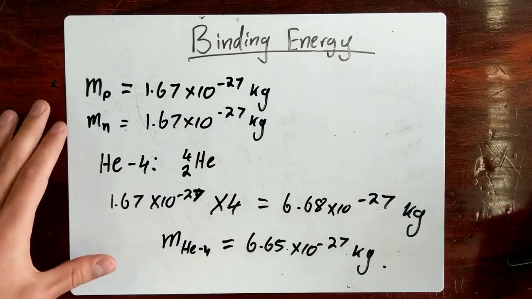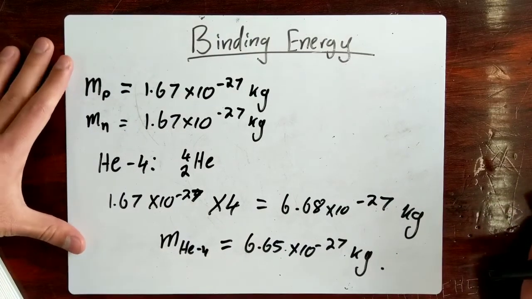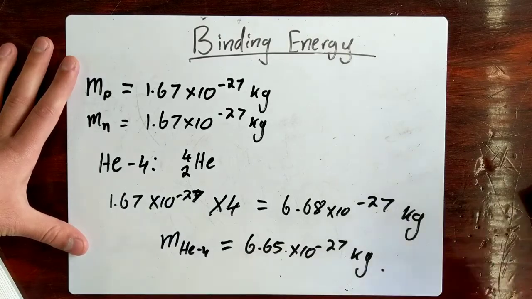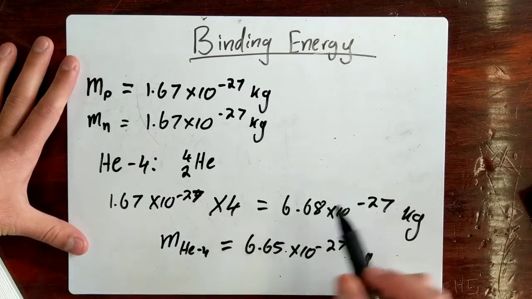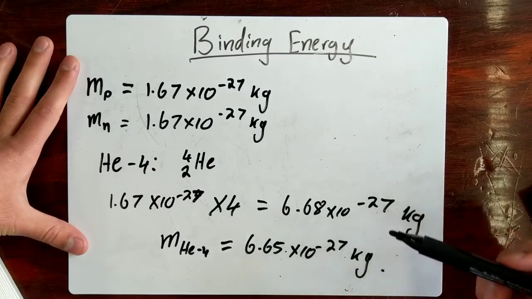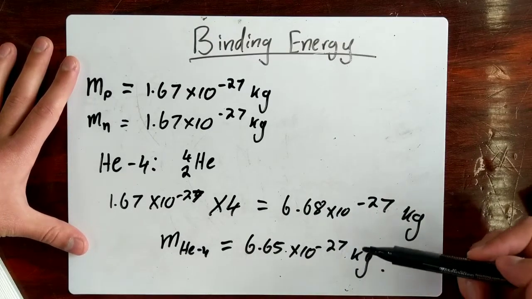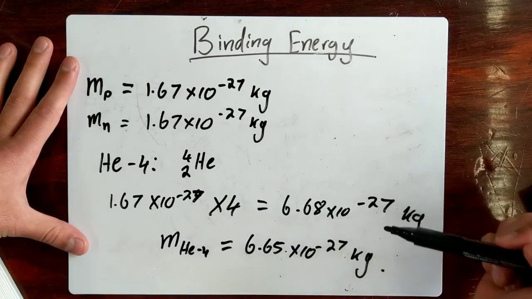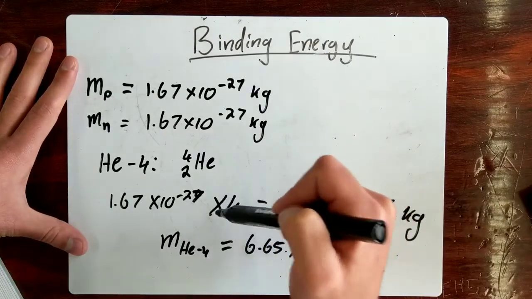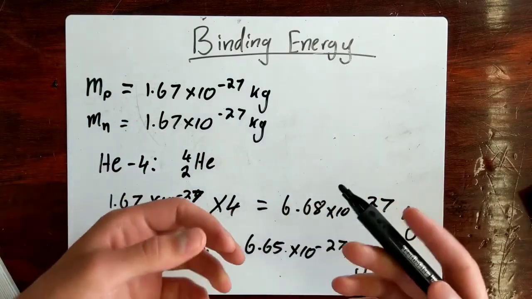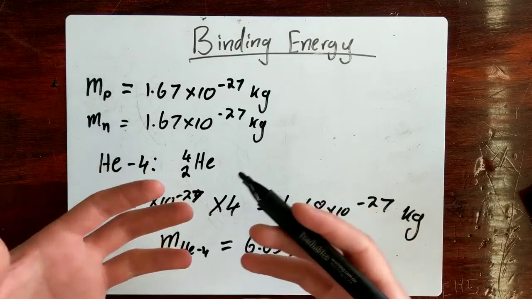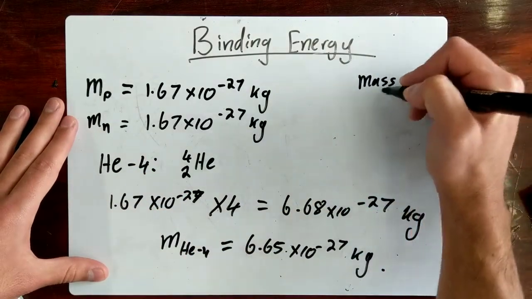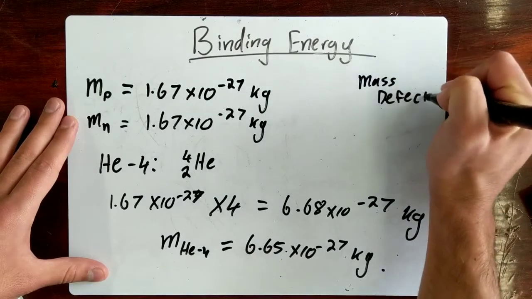We therefore have what we call, and this is an important piece of terminology here, a mass defect. The mass defect is the difference between the mass of the parts and the mass of the whole. Notice here that the mass of the parts is greater than the mass of the whole. We've lost some mass. When those 4 nucleons get together to form a helium nucleus, some of the mass gets lost. The amount of mass that gets lost is called the mass defect.